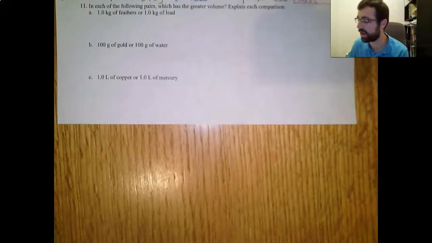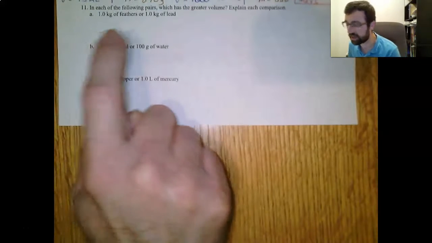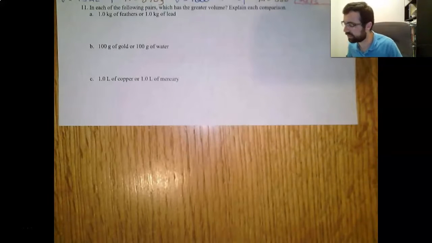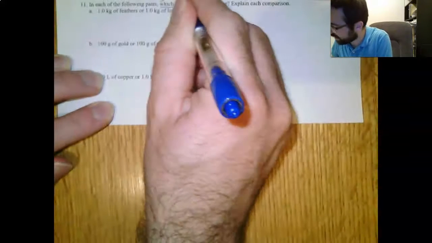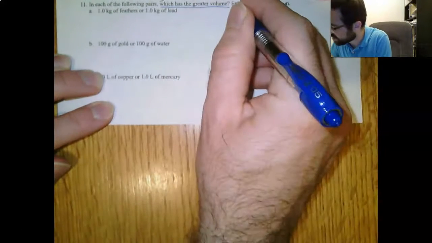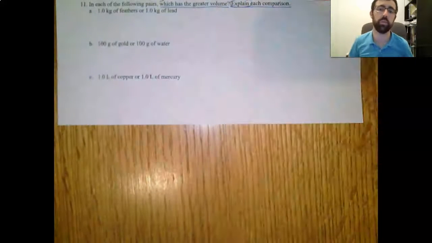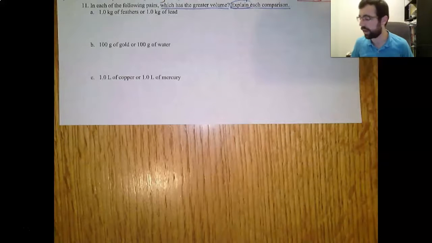So we're looking at summer homework number 1, question number 11, continuing with some density problems. These are a little bit different. We're going to be identifying which has the greater volume, and in this case it specifically says explain each comparison. So we're going to be doing that with words. I'm not necessarily going to write everything down because you can put it in your own words, okay? But I'm going to want to talk through these problems.